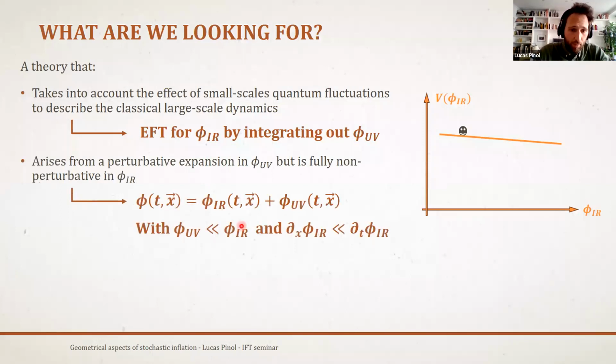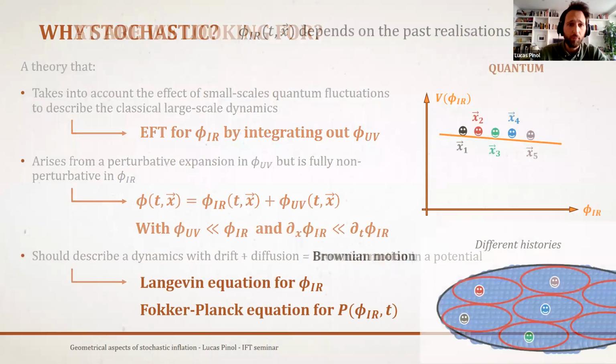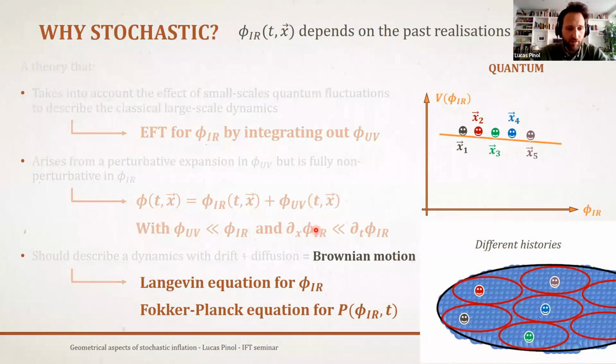So we will do this expansion, and we will also take the opportunity that infrared fields by definition have small gradients to simplify the equations. So what we should find is actually a stochastic description for the infrared part of your scalar field. And so let me explain why. The idea of stochastic inflation is that the quantum effects will backreact on the larger scales. And therefore, we know that the outcome of quantum processes can be described by us observers as stochastic processes.